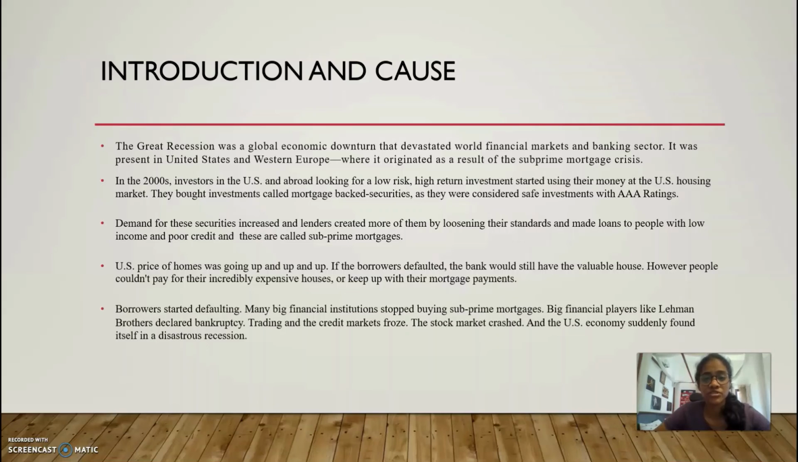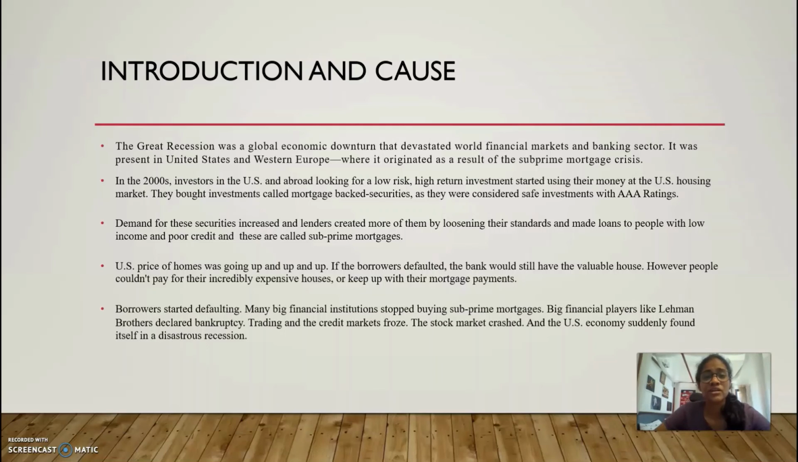However, this thinking was quite wrong, because ultimately borrowers were not able to pay for the expensive houses and they kept defaulting on their payments, because of which the price of these houses reduced by quite a lot in the US market. The supply of these houses increased while the demand was quite less, and hence the price fell. This led to more defaults.